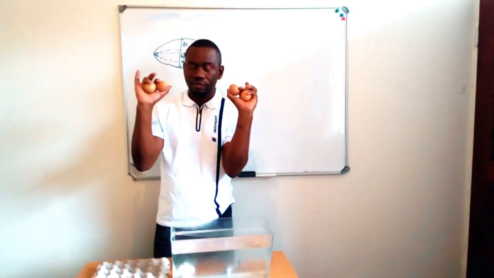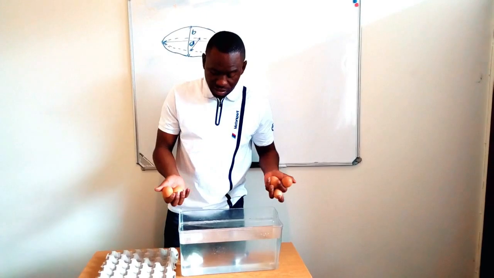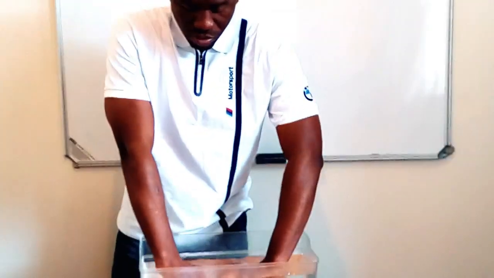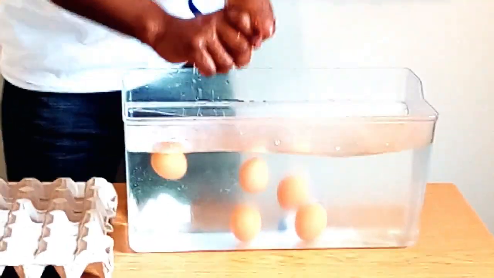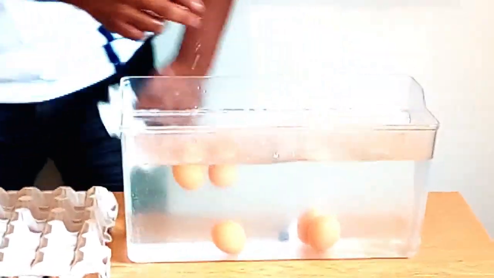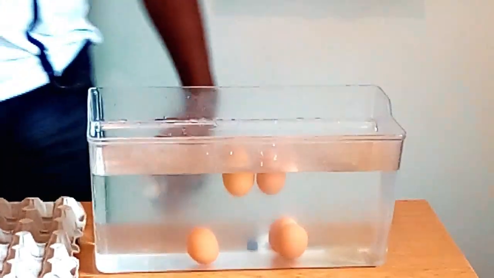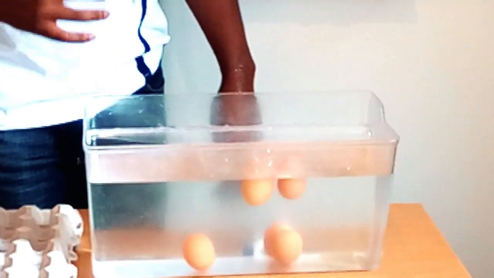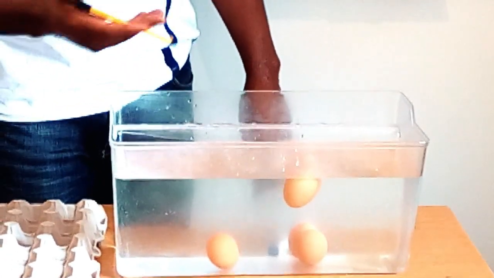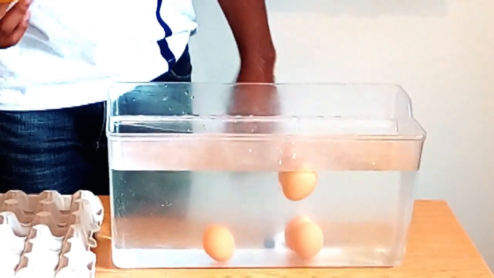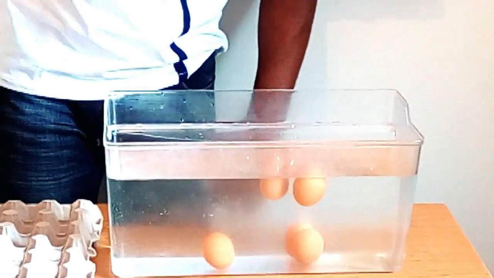I have 5 eggs. Then I'm going to put them in this normal water in my tank. This is normal tap water, at normal temperature. There we go. Realize that 3 of my eggs are touching the bottom of my tank, and 2 of them are on the surface of the water, so they're kind of floating. Now I'm going to demonstrate to you why this is happening mathematically.